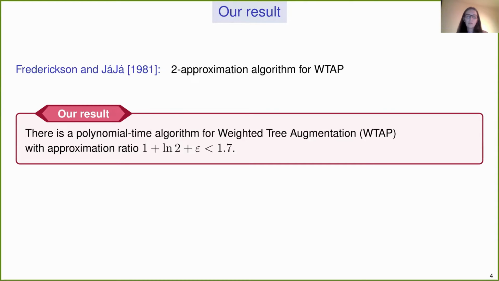And now the result I want to talk about today is the first improvement on this result by Frederickson and JáJá. Namely, I will talk about a polynomial time algorithm for weighted tree augmentation with approximation ratio 1 plus ln 2 plus epsilon, which is a bit less than 1.7. Okay, so in the rest of the talk, I want to explain to you how that algorithm works and give you a rough idea of how the analysis works.